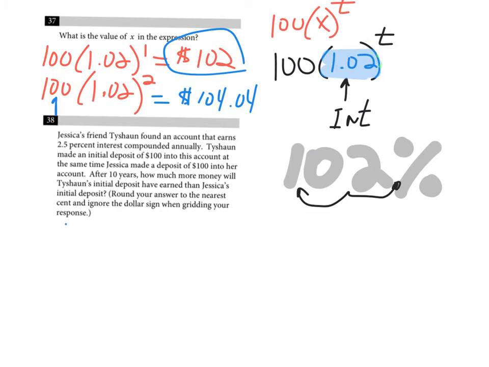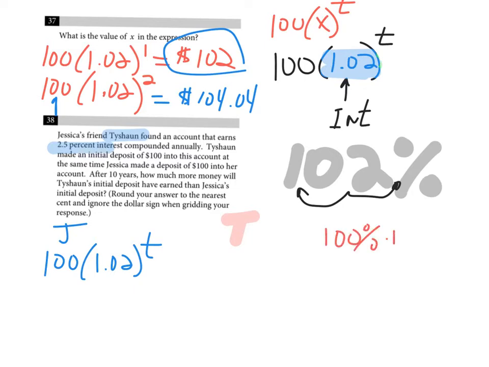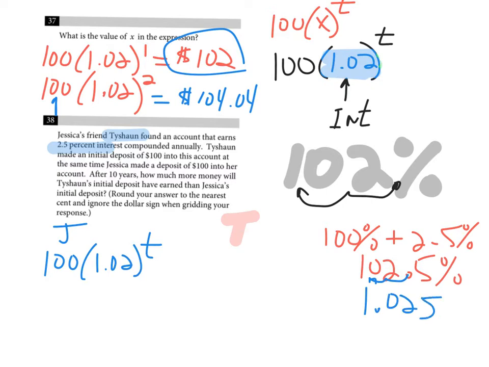we have Jessica's equation, which is 100 times 1.02 to the t power. It says her friend Tyshawn earns 2.5%. So Tyshawn starts off with 100% and adds 2.5% annually, which means every year he's up to 102.5% of what it was the previous year. And if you convert that back into a decimal, 1.025. So Tyshawn's equation, it says he started off with the same $100, but for him, you're going to multiply it by 1.025 to the t power.